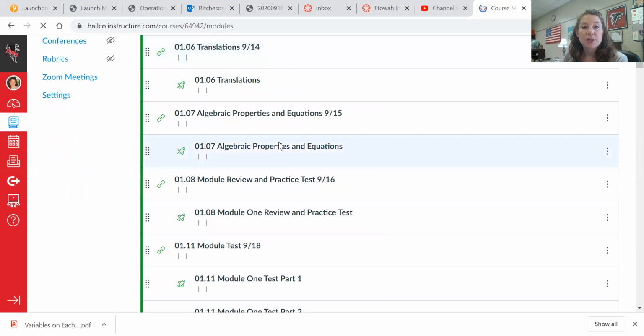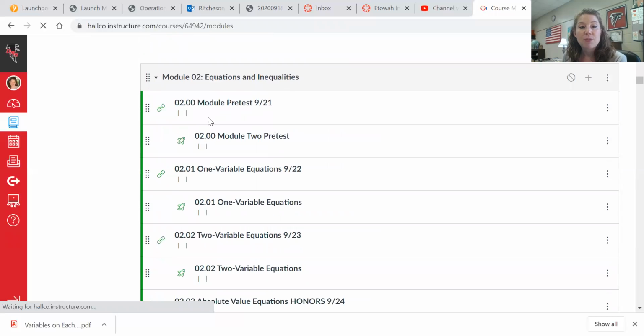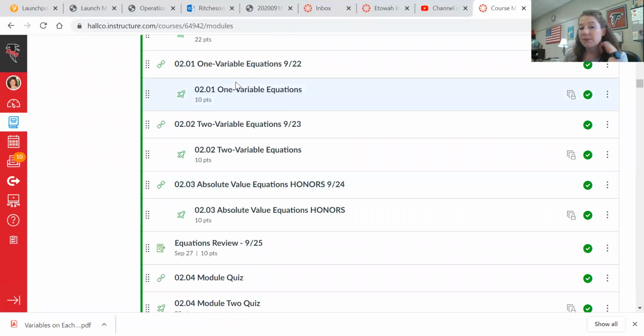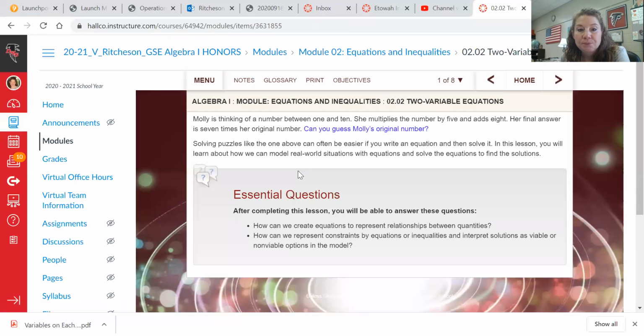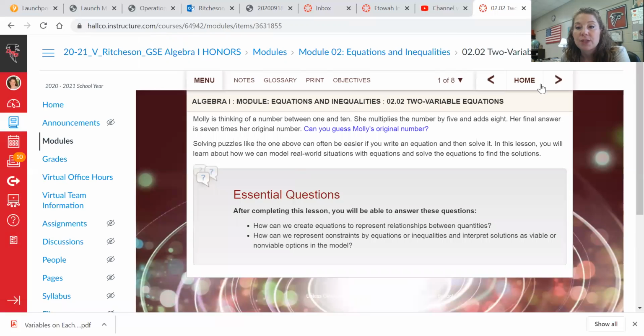So let me go into a couple of these lessons. No problem with the pretest. Shouldn't be any problem whatsoever with the one variable equations. So let's look at a couple of the two variable equation problems. When you get into this module, make sure you are reading every problem. Look at your essential questions, because at the end of the lesson, you want to make sure you can actually do these two things. If you can't, you need to go back through the lesson.